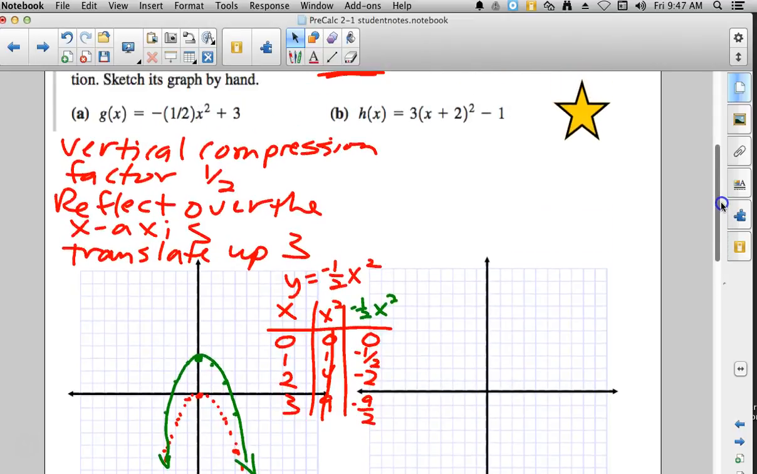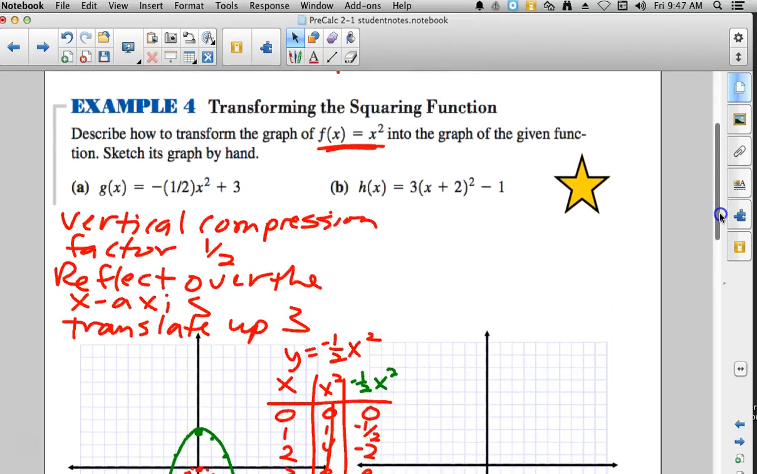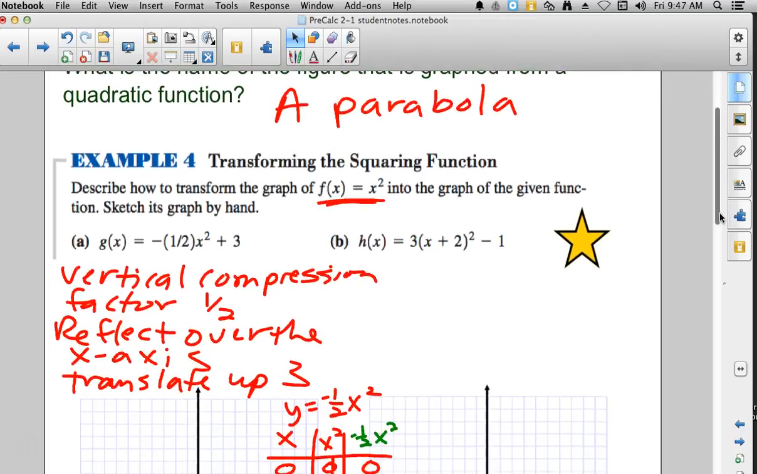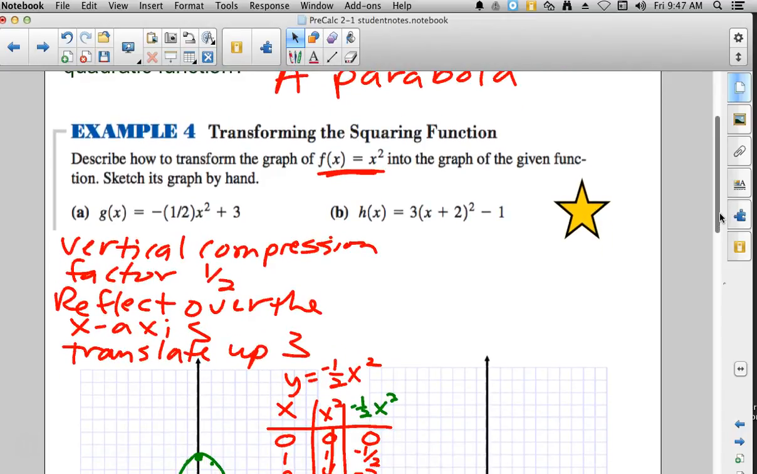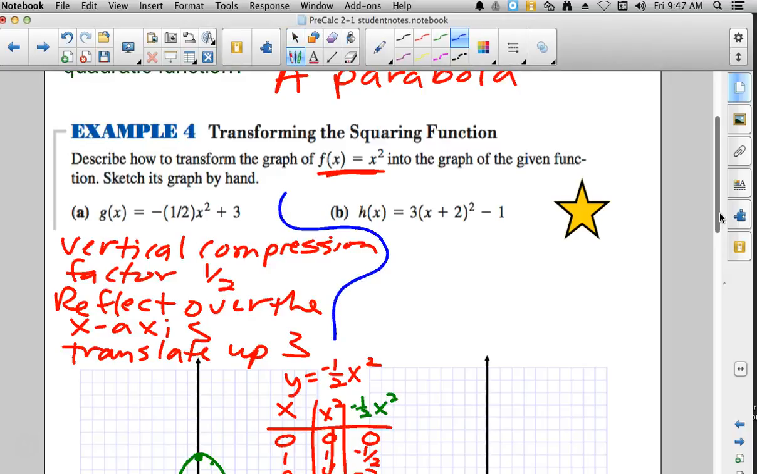Alrighty, let's look at this one. h of x equals 3, parentheses, x plus 2 squared, minus 1. Transformations, what do you start with?